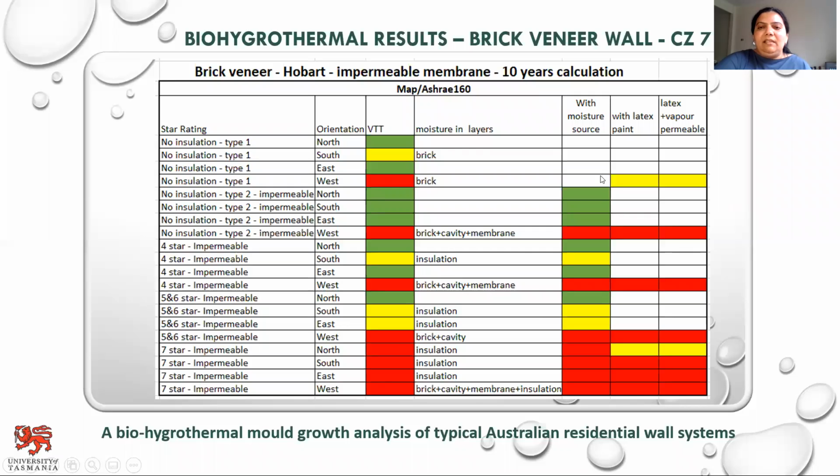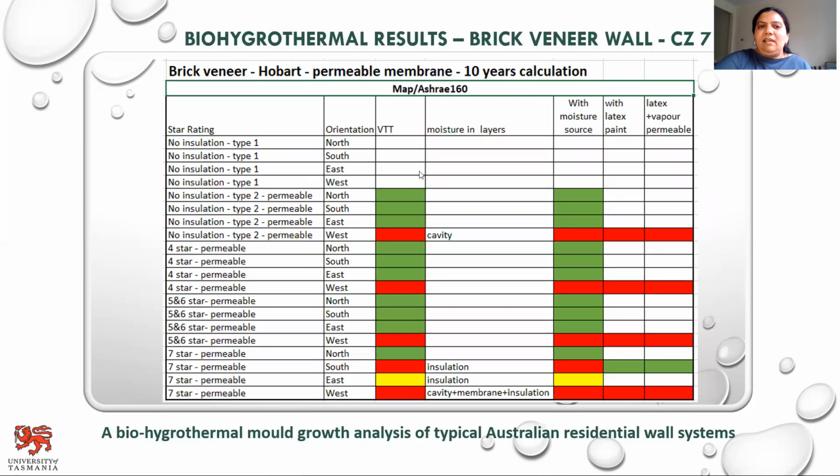This is the base model result, and then the results with the addition of moisture source, with the addition of latex paint, and with the permeable membrane. On a recurring basis, we were getting results in red for the west orientation, but for the 7-star, as per the NCC 2019 regulations, we constantly started getting results in red for all the orientations. And then these are the results for the vapor permeable membrane. Again, the experiment was conducted for the span of 10 years. On a recurring basis, we have got results in red for the west orientation, and then as per the NCC 2019, we started getting results in red and yellow.